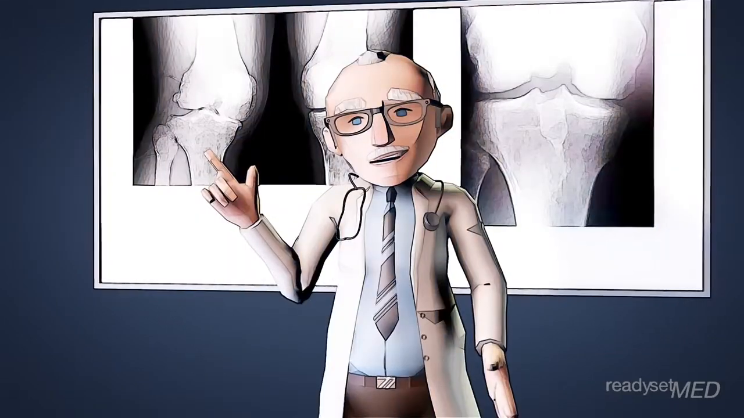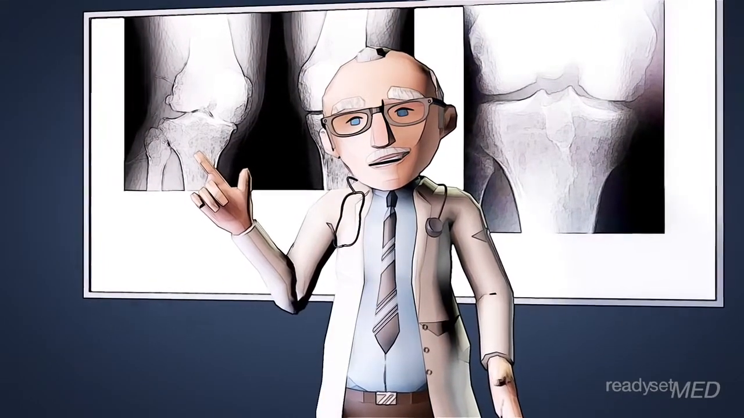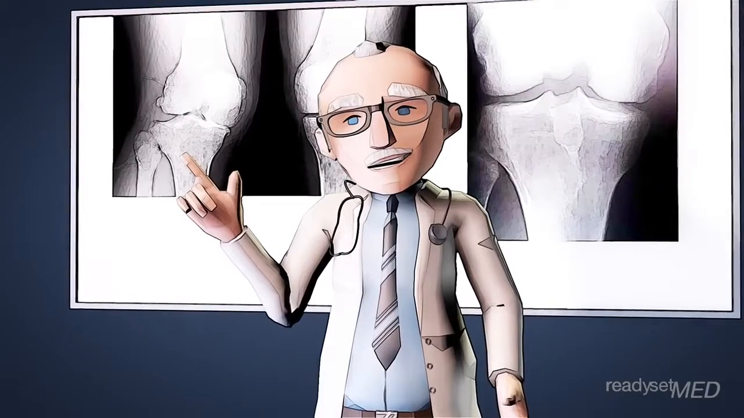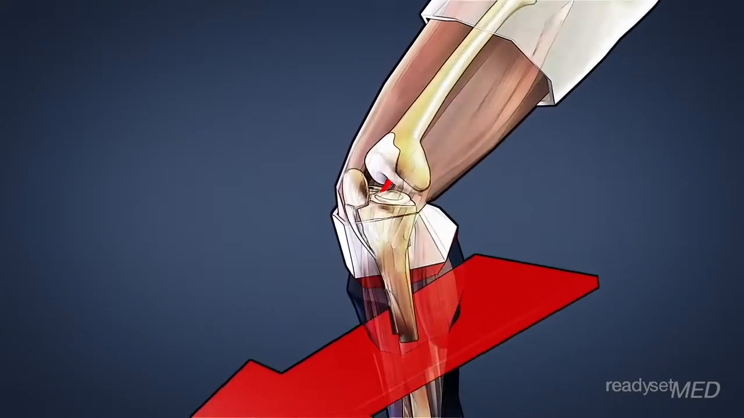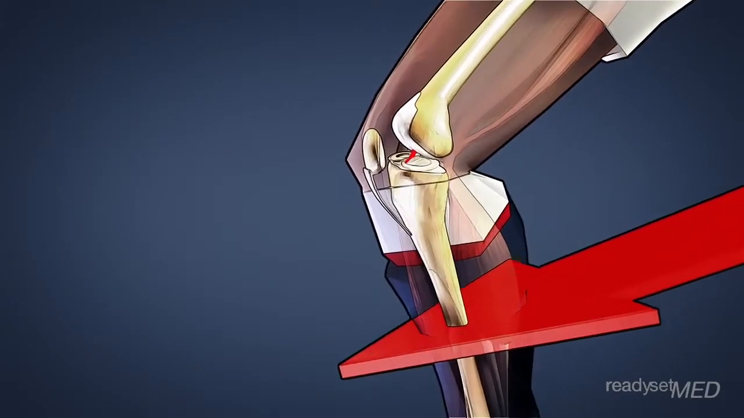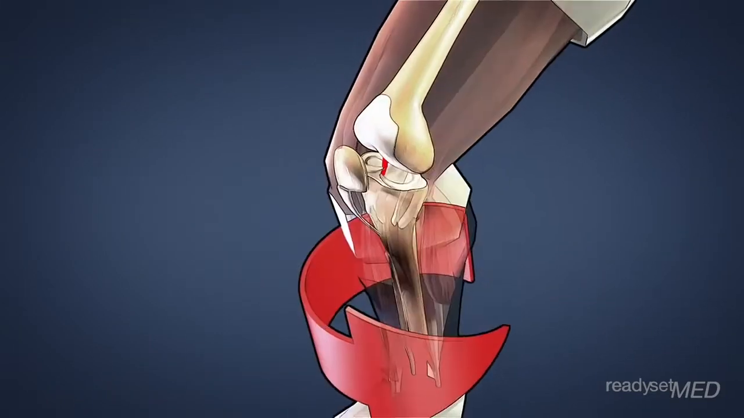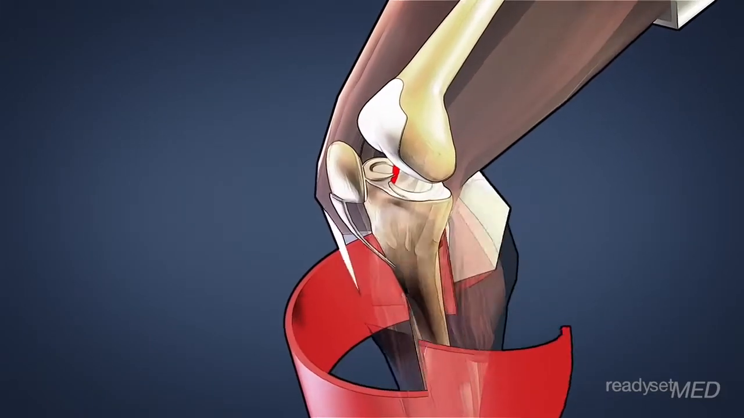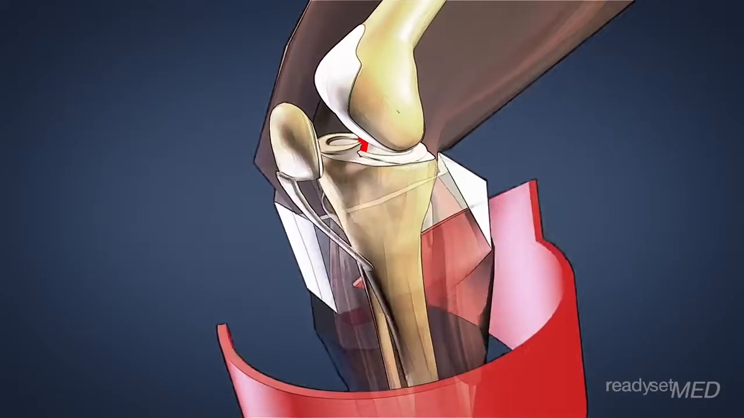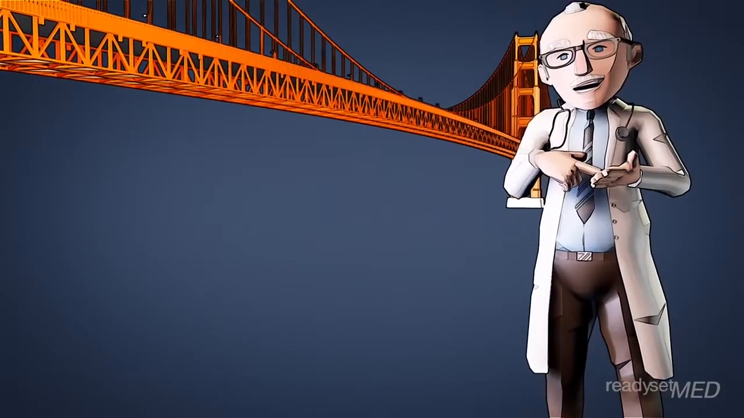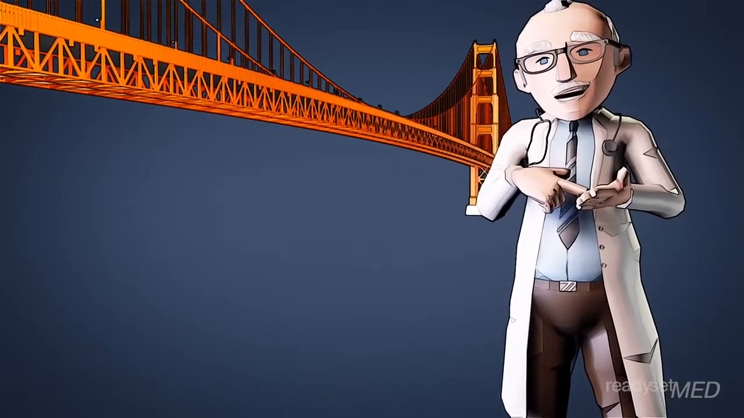The ACL's main function is to provide the knee with stability. It does this in two ways. First, it helps keep the tibia from moving too far forward on the femur, or over-translating. Second, it keeps the knee stable during rotation. Think of it kind of like the cables on a suspension bridge. It connects the thigh and shin bones, helping to keep them in place and provide support for the knee in moments of stress.